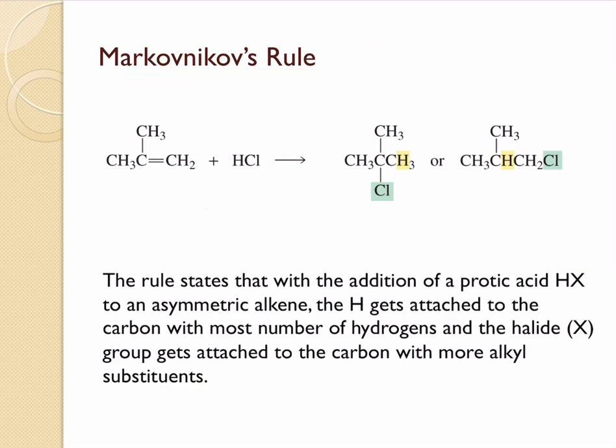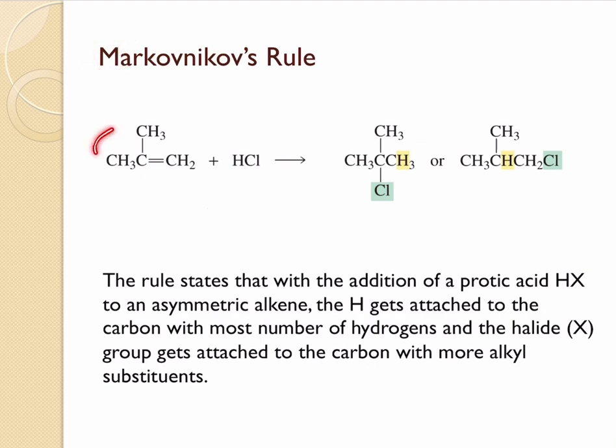The rule states that with the addition of a protic acid such as HCl, HBr, or HI to an asymmetrical alkene, the hydrogen is going to get added to the carbon which has the most number of hydrogens, and the halide ion is going to go to the other carbon, the carbon with more alkyl substituents. So this is how I remember: M stands for most number of hydrogens.